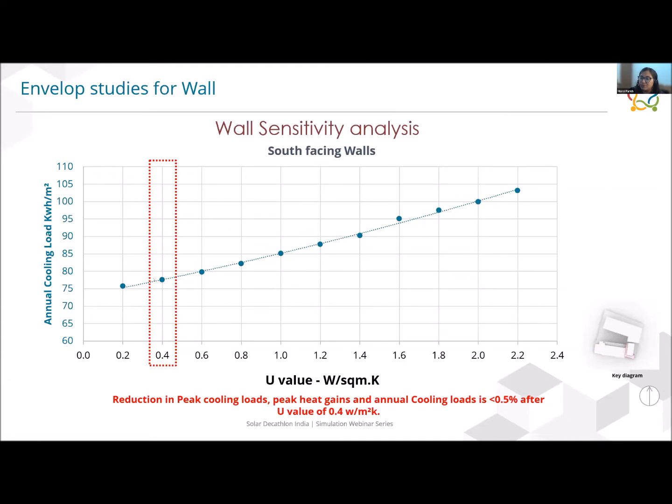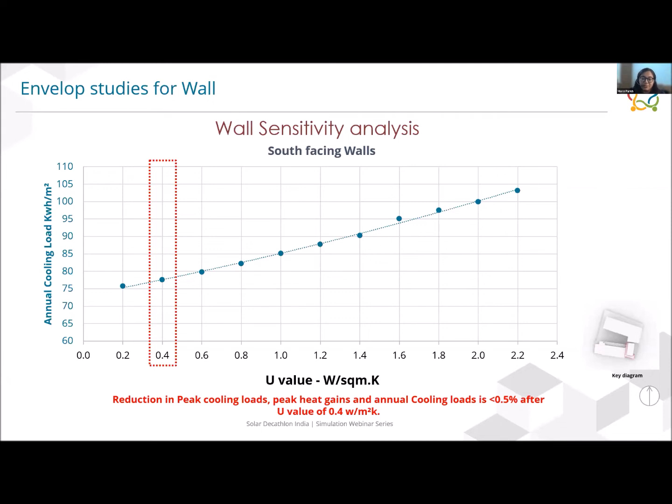So this is roughly 75, this is 80. For 0.2 you had an annual cooling load of 75, and when you look at 0.4, that goes up to 76 or 77. So there was not much reduction beyond 0.4 of U value. So what we did was select a 0.4 U value. I would explain why.